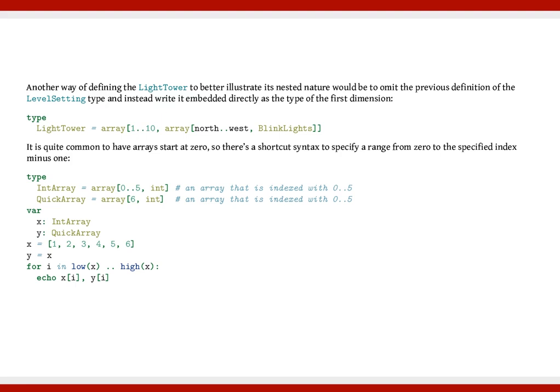It is quite common to have arrays start at 0, so there's a shortcut syntax to specify a range from 0 to the specified index minus 1. Type IntArray = array[0..5, int] # an array that is indexed with 0..5. QuickArray = array[6, int] # an array that is indexed with 0..5. Var x: IntArray. y: QuickArray. x = [1, 2, 3, 4, 5, 6]. y = x. for i in low(x)..high(x): echo x[i], y[i].